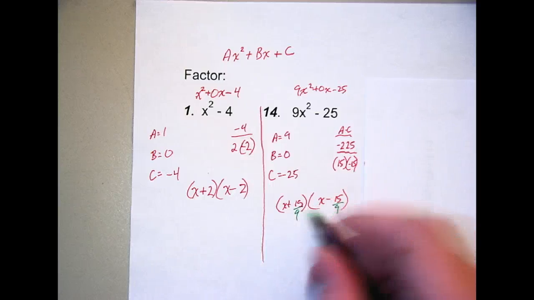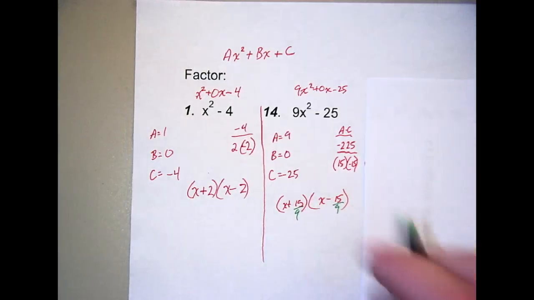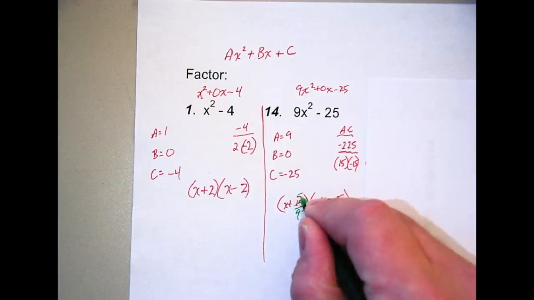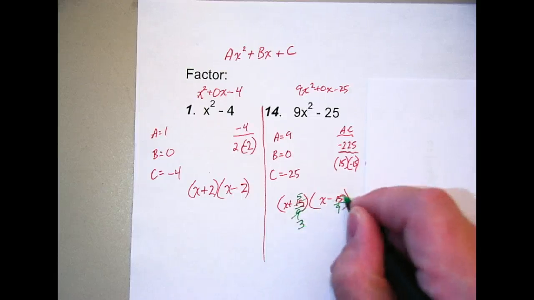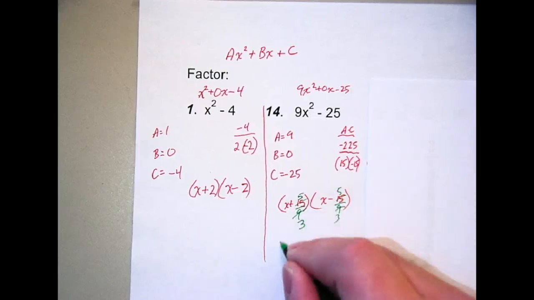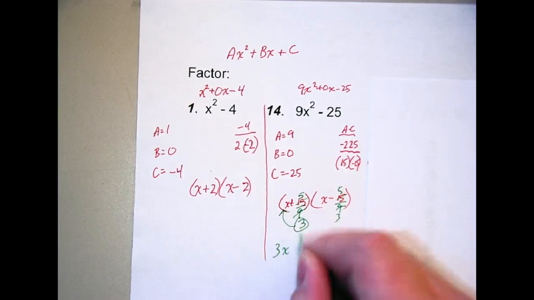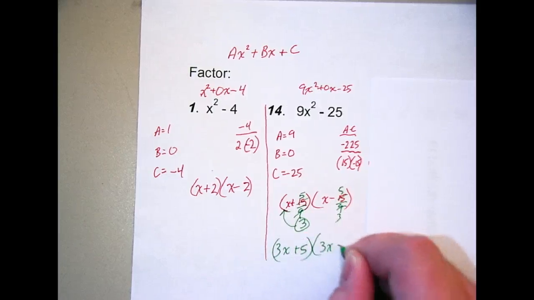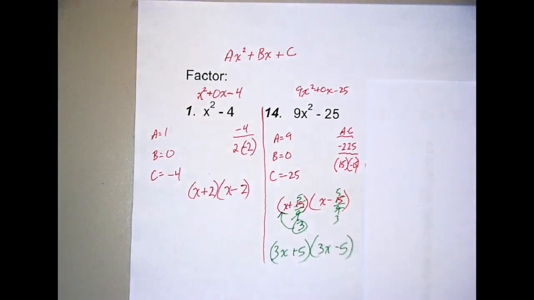Okay, now when we reduce 15 ninths, what goes into both 15 and 9? Annalise? 3. So we reduce here. 3 goes into 15, 5. And into 9, 3. Okay, so 5 and 3. And so our front term becomes 3x. Back term is 5. And 3x minus 5. How many got 3x plus 5, 3x minus 5?